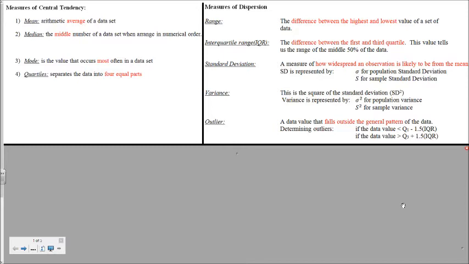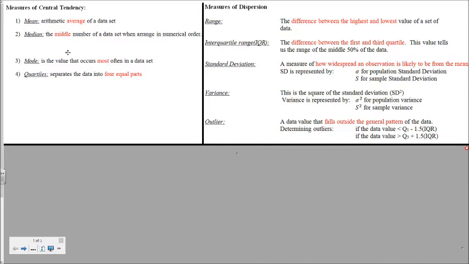The mean is basically just the average of all the data. The median is the middle number, which is the value that falls directly in the center with 50% of the data below and 50% of the data above. The mode is the most common or most frequent data value, or the one that occurs the most.